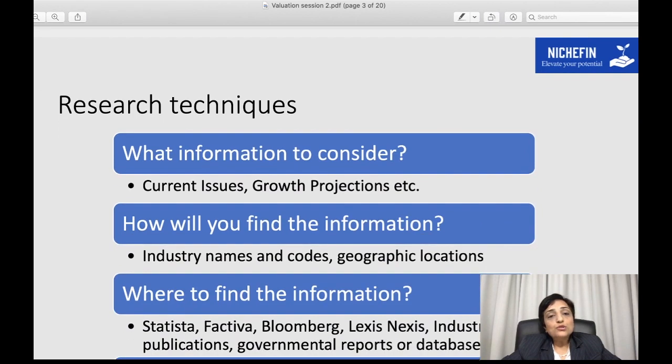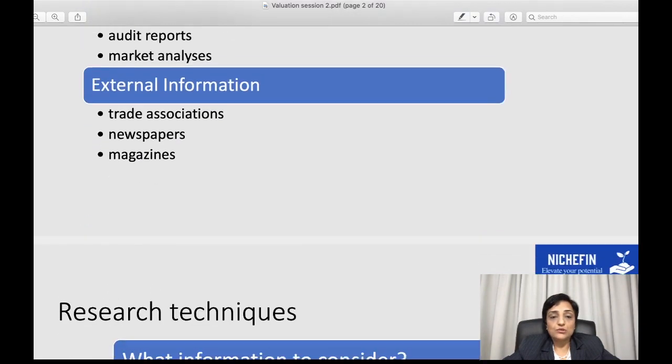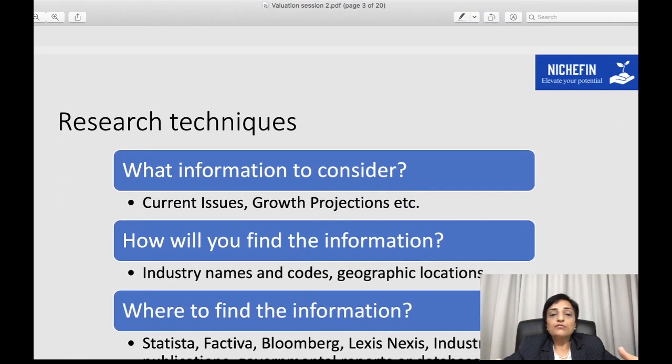Okay, so this is the information that we can get, but how do we get it? We need to know what information we are looking at. Are we looking for the current issues in that business or industry? Or are we looking at growth projections? If we are looking at the issues in that industry, then we need to set proper keywords, or look at proper reports to understand the issues, what problems the industry is facing, or what the requirements are to start doing the business or to grow that business.